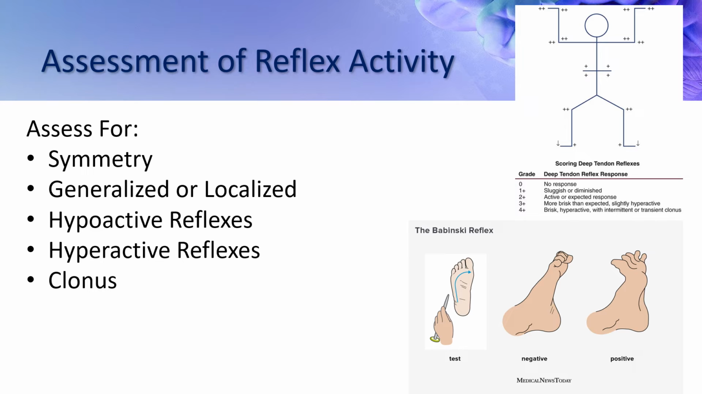Hypoactive reflexes are usually a result of damage to the lower spinal cord or to neuromuscular diseases, and hyperactive reflexes usually indicate damage to the brain or the upper spinal cord. And then also pay attention for clonus. Clonus is the sudden, brief, or jerking contraction of muscles, often seen in seizures.